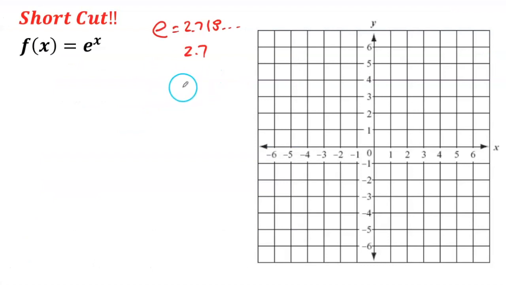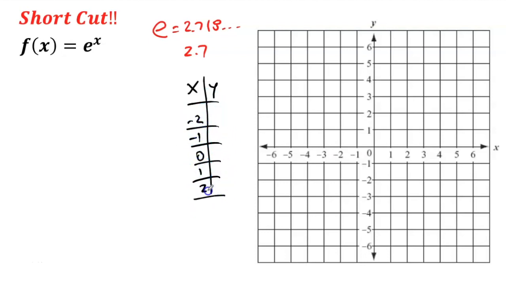So I'm going to graph e the same way that I did with the other ones, creating a table of values. Do I need a lot of points? Not really. I can choose to do 2 or 3 points. I'm going to use 0, 1, and 2. E to the 0 is 1. E to the first power is 2.7. E to the second power, 7.4.